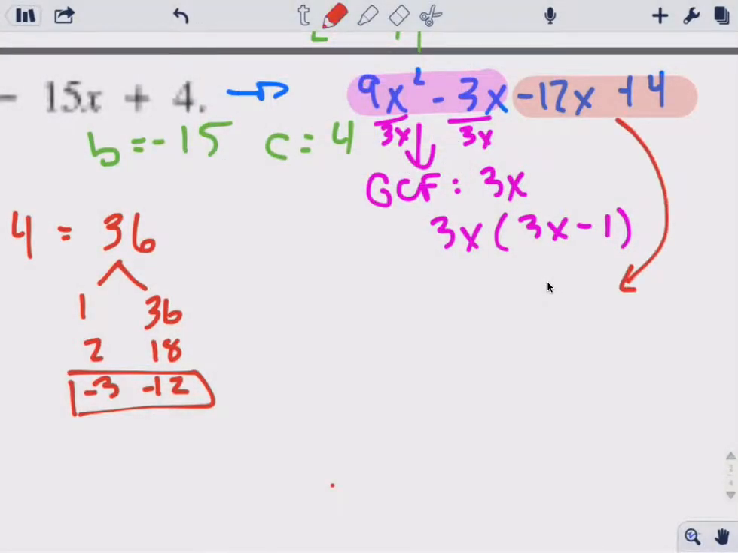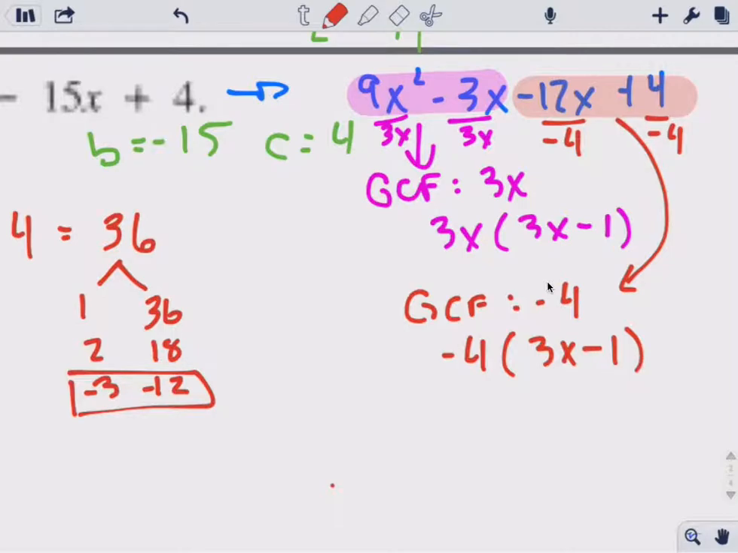For this one, the GCF is negative 4. Now, why is it negative and not positive? Because if I look here, I've got a negative in the middle, and I've got a positive in the middle. I'm going to want those to be the same. I generally don't want to lead with the negative, so I'll pull the negative out. If I divide both things by negative 4, I get the expression negative 4 times 3x minus 1.